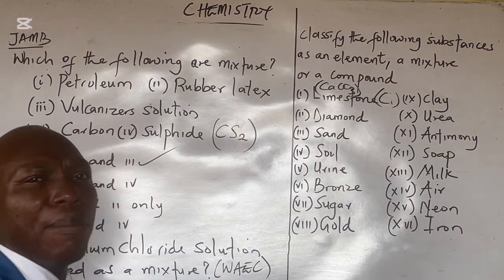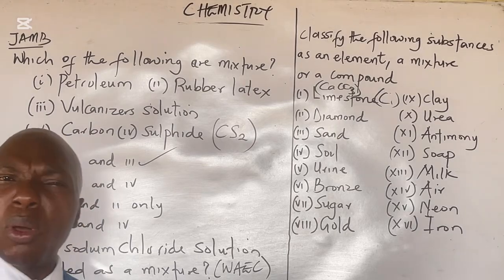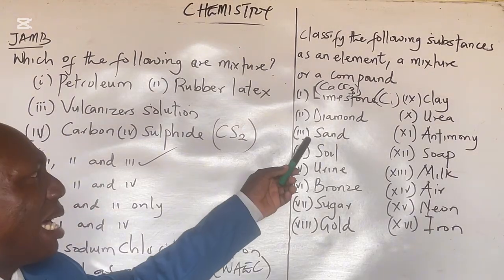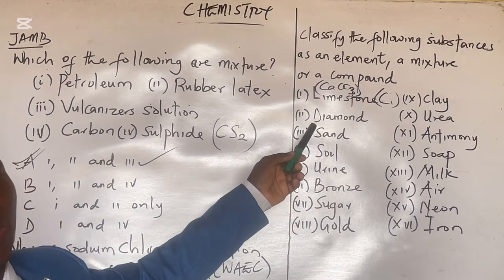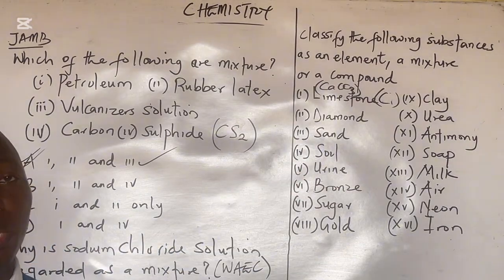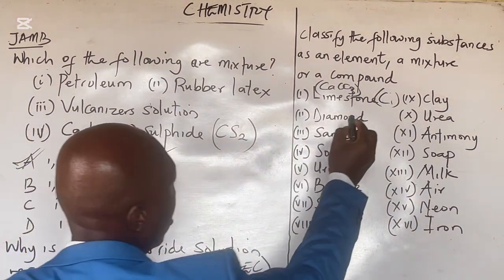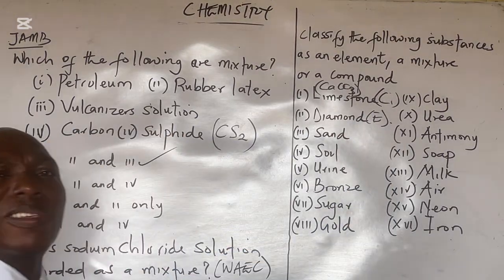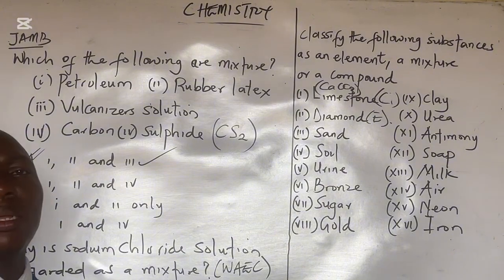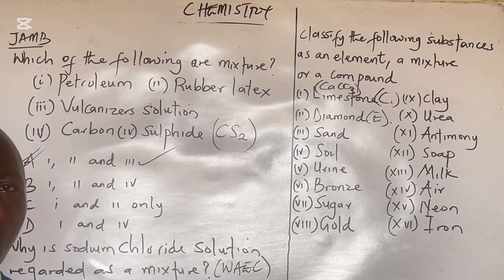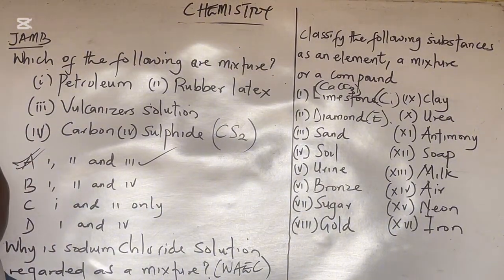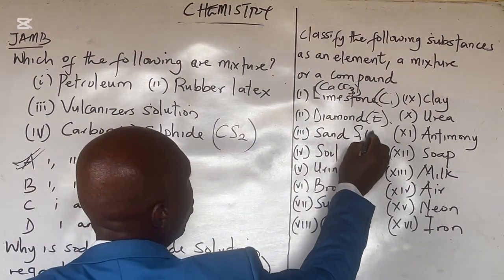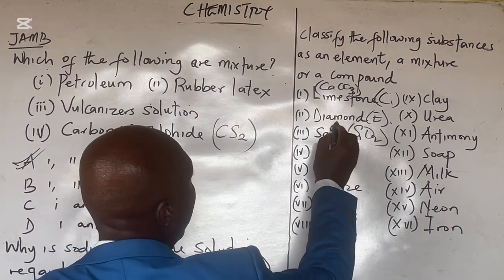We also have diamond. Diamond is pure carbon. We have what we call allotropes of carbon. Diamond is an element. It's pure carbon. So we have E for the element. We also have what we call sand. Sand is actually a compound. What is the formula for sand? Silicon 4 oxide. That is SiO2. So this is a compound.